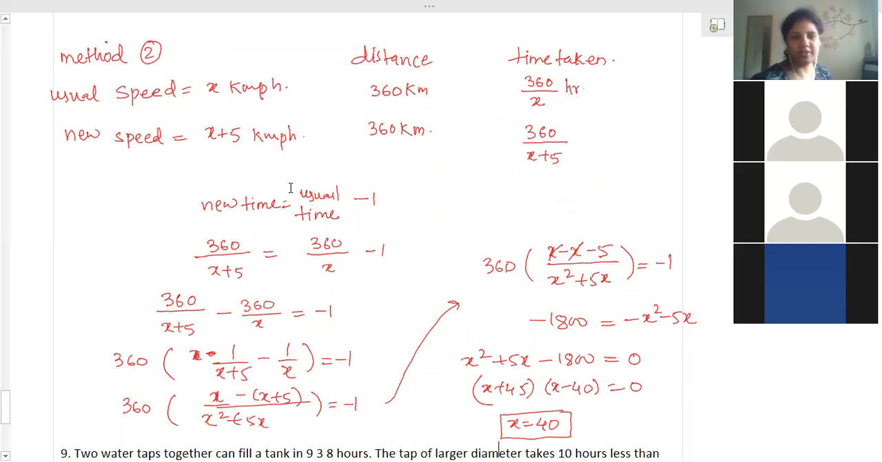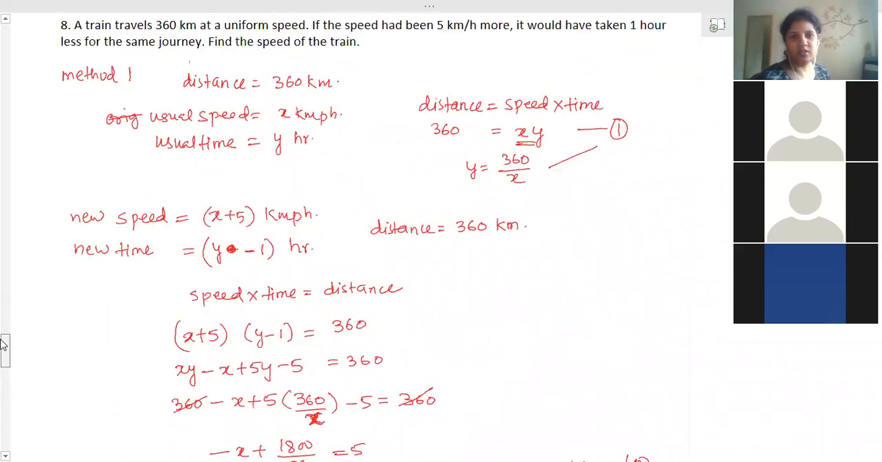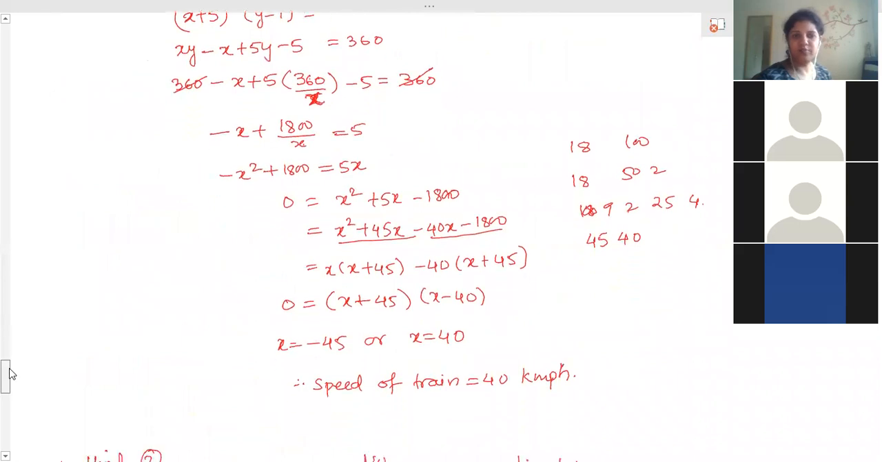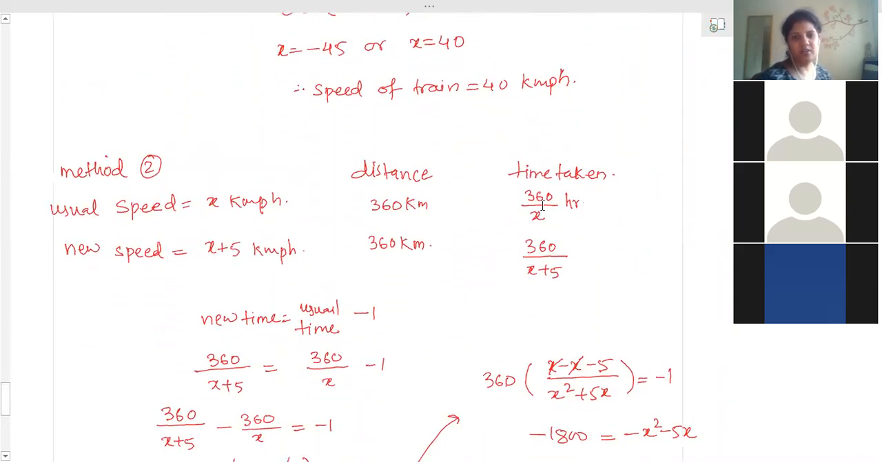So here I have written directly new time is usual time minus 1, because the new time is 1 hour lesser than the usual time they have given in the question. In the question they have mentioned after increasing the speed, the time taken will be 1 hour less for the same journey. So that means the new time is 1 hour lesser than the earlier time. So students generally take the difference. Difference of 2 times is 1 hour. So now which one has to be subtracted from which one?